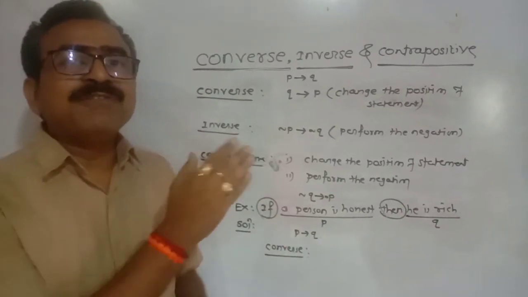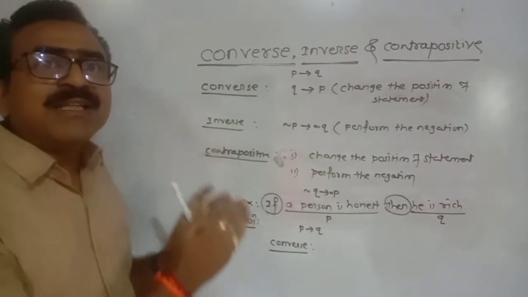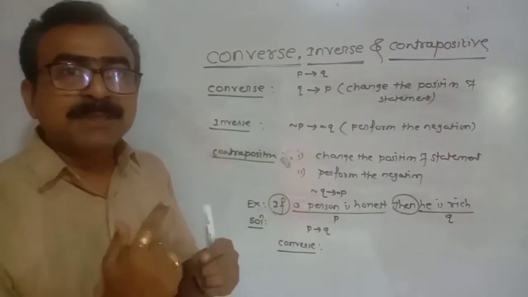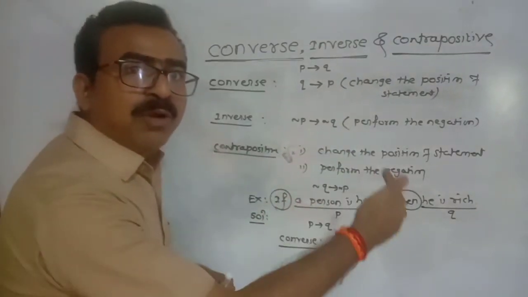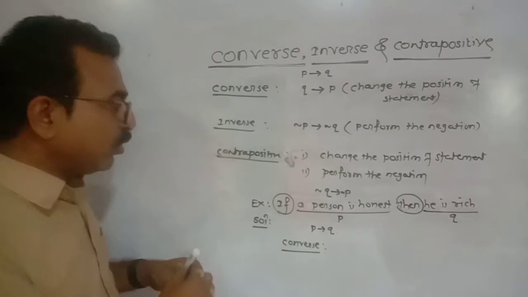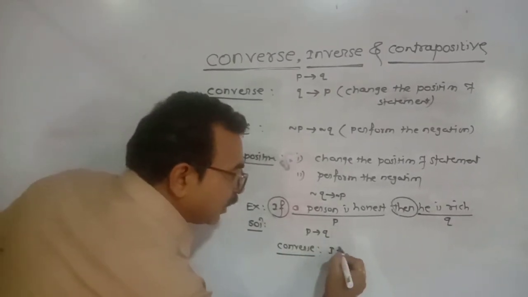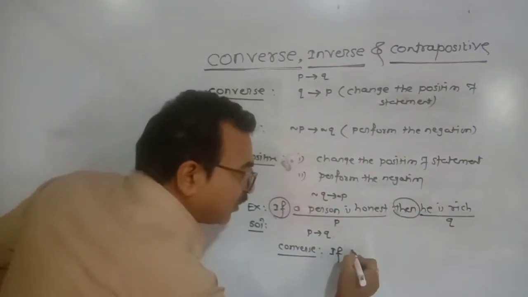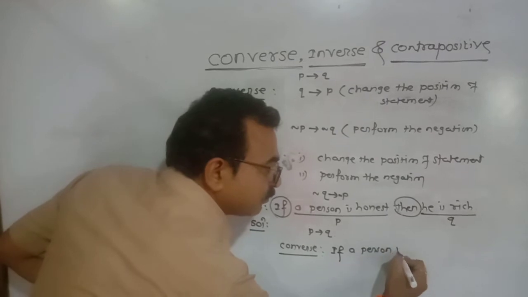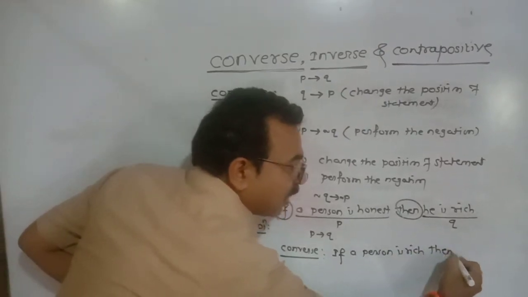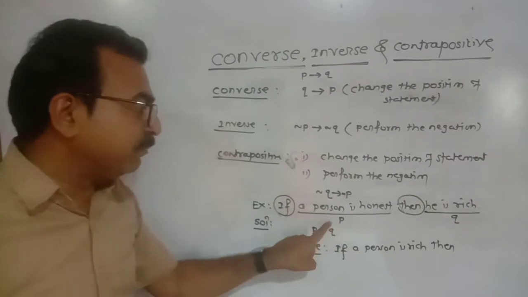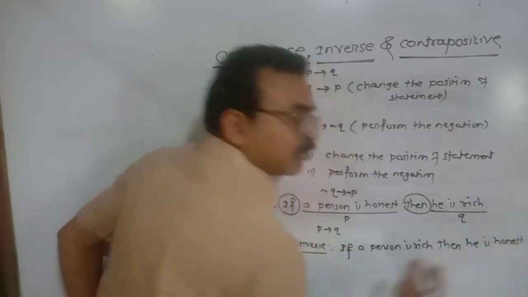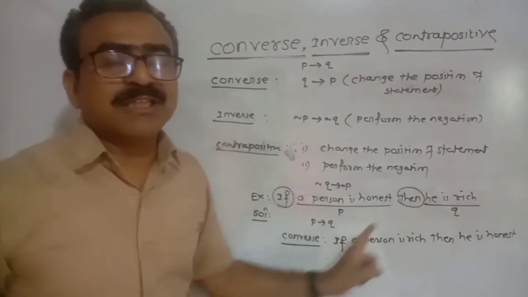So students, from previous knowledge you know that while finding the converse of any conditional statement, you have to change the position of statements. Means in place of P, write down Q, and in place of Q, write down P. So the converse becomes: if he is rich, means a person is rich, then a person is honest, or he is honest. So this is the converse of the given conditional statement.